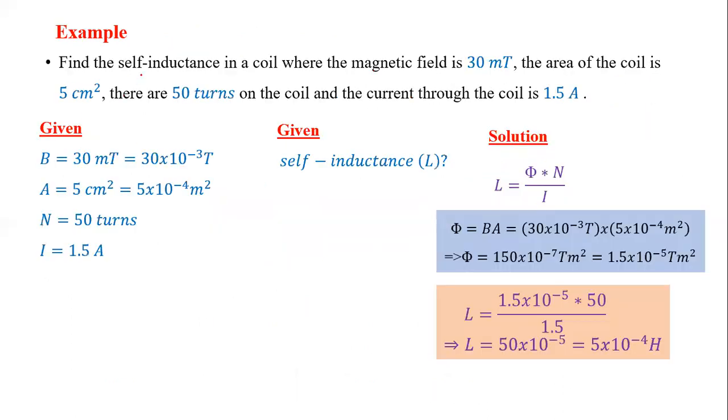Examples in those: find the self-inductance of a coil where the magnetic flux density is 30 millitesla, the area of the coil is 5 cm², there are 50 turns, and the current is given. So let's see, B, A, and we need the appropriate unit system in the formula. Here we first need the flux, or directly B A.